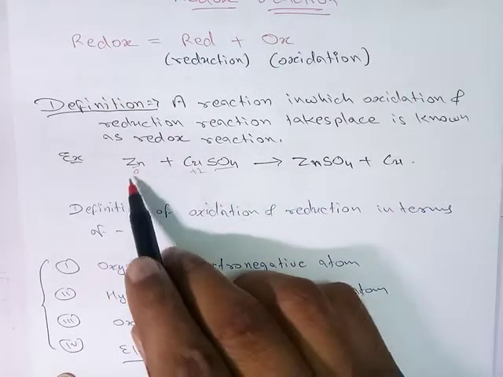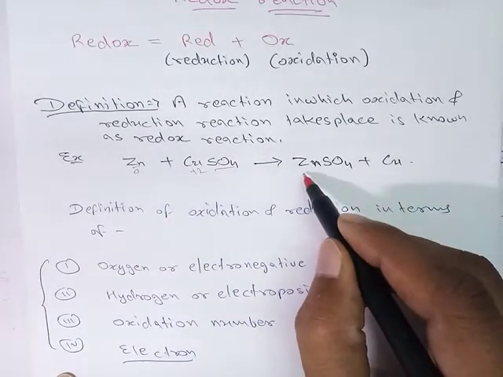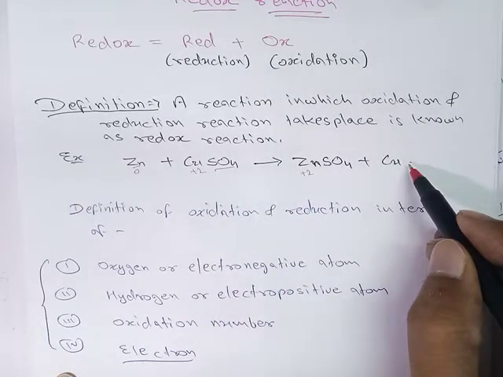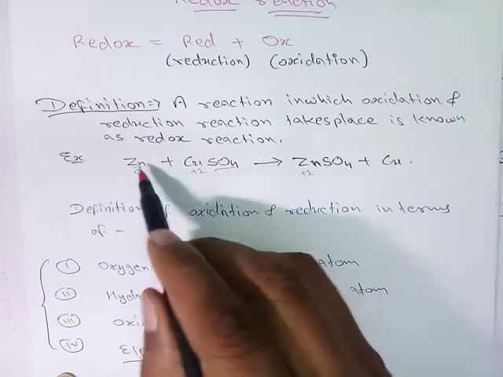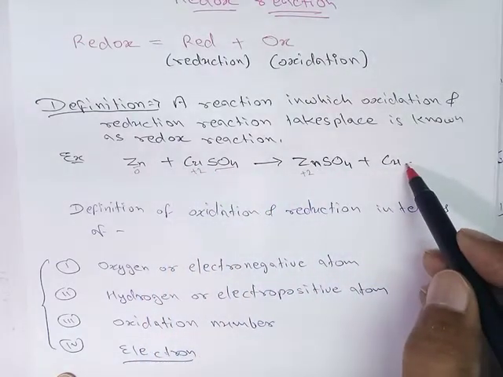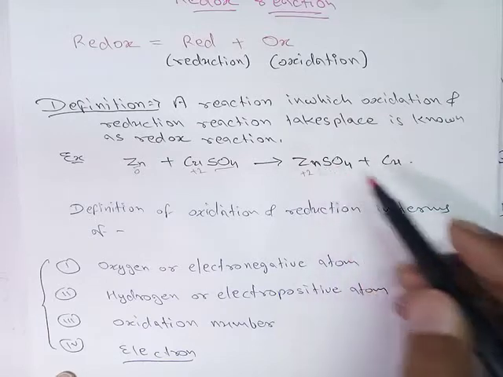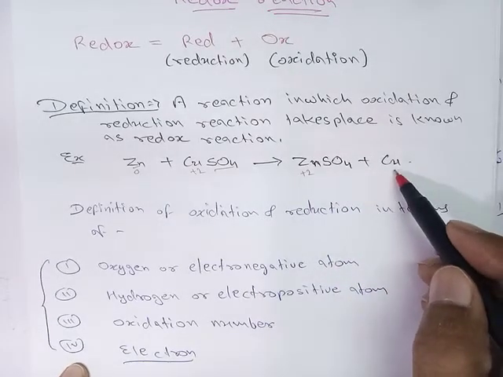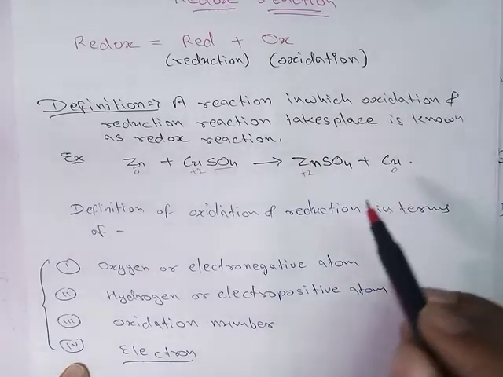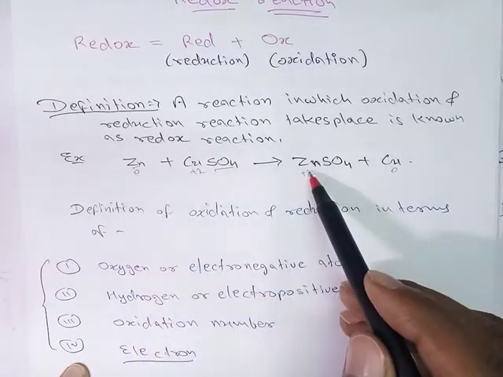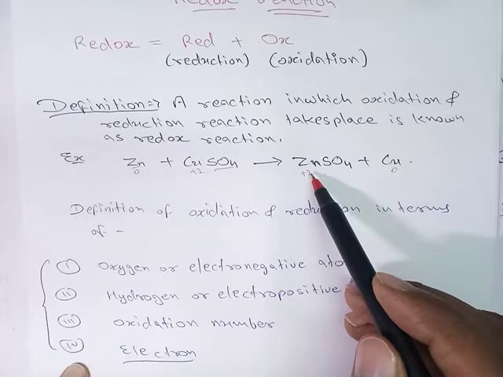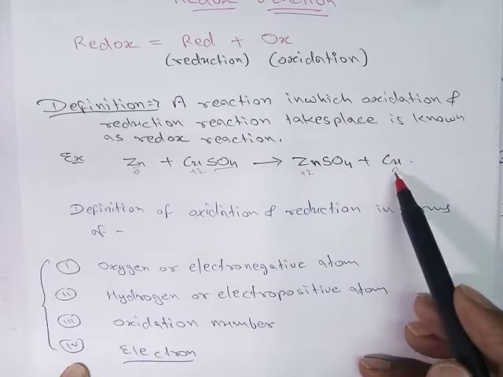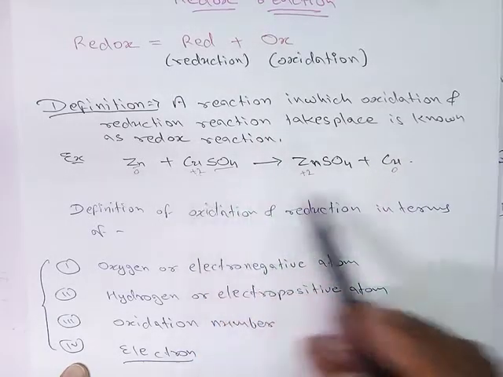After the chemical reaction, zinc is converted into zinc sulfate, in which the oxidation number of zinc is +2, and the copper is solid copper. Here copper is in aqueous form and zinc is in solid form, but in the product copper is in solid form and zinc is in aqueous form. So the oxidation number of zinc changes from 0 to +2, meaning an increase in oxidation number, and the oxidation number of copper changes from +2 to 0, meaning the oxidation number decreases.